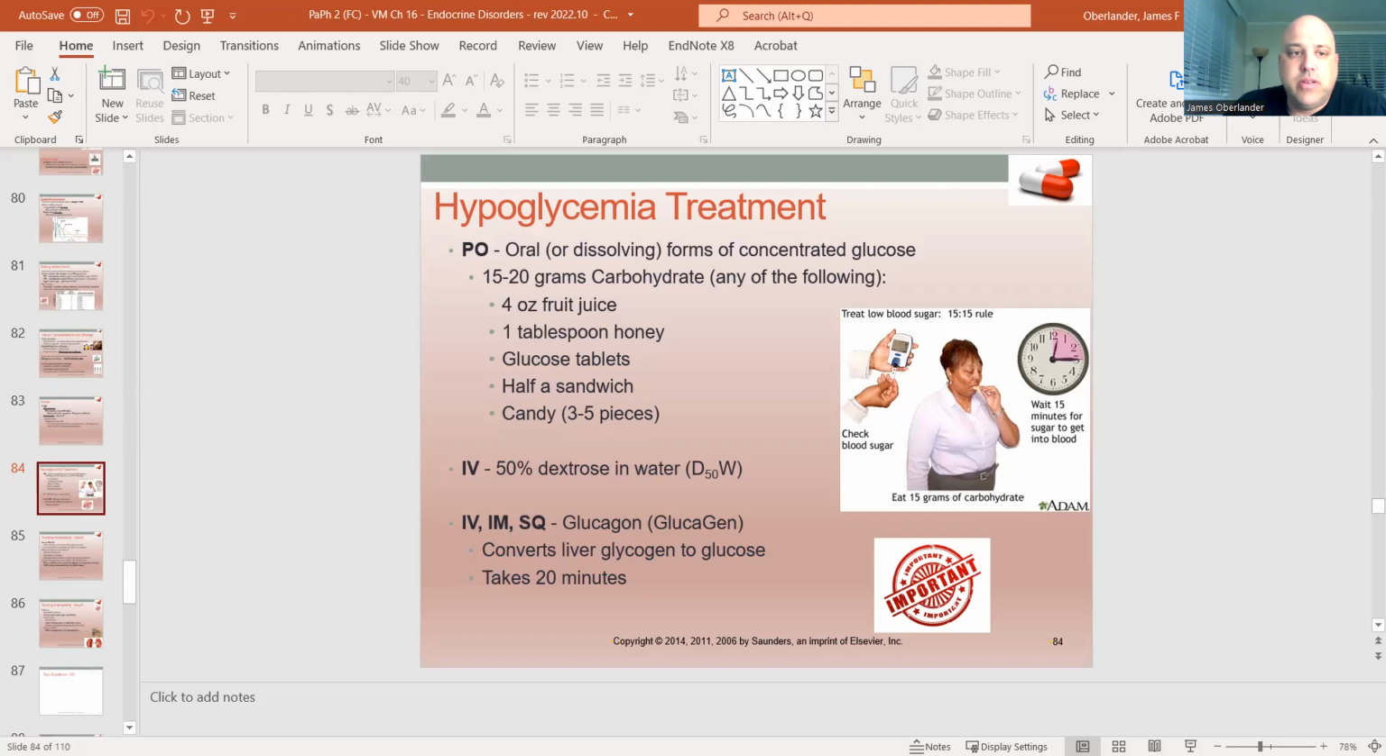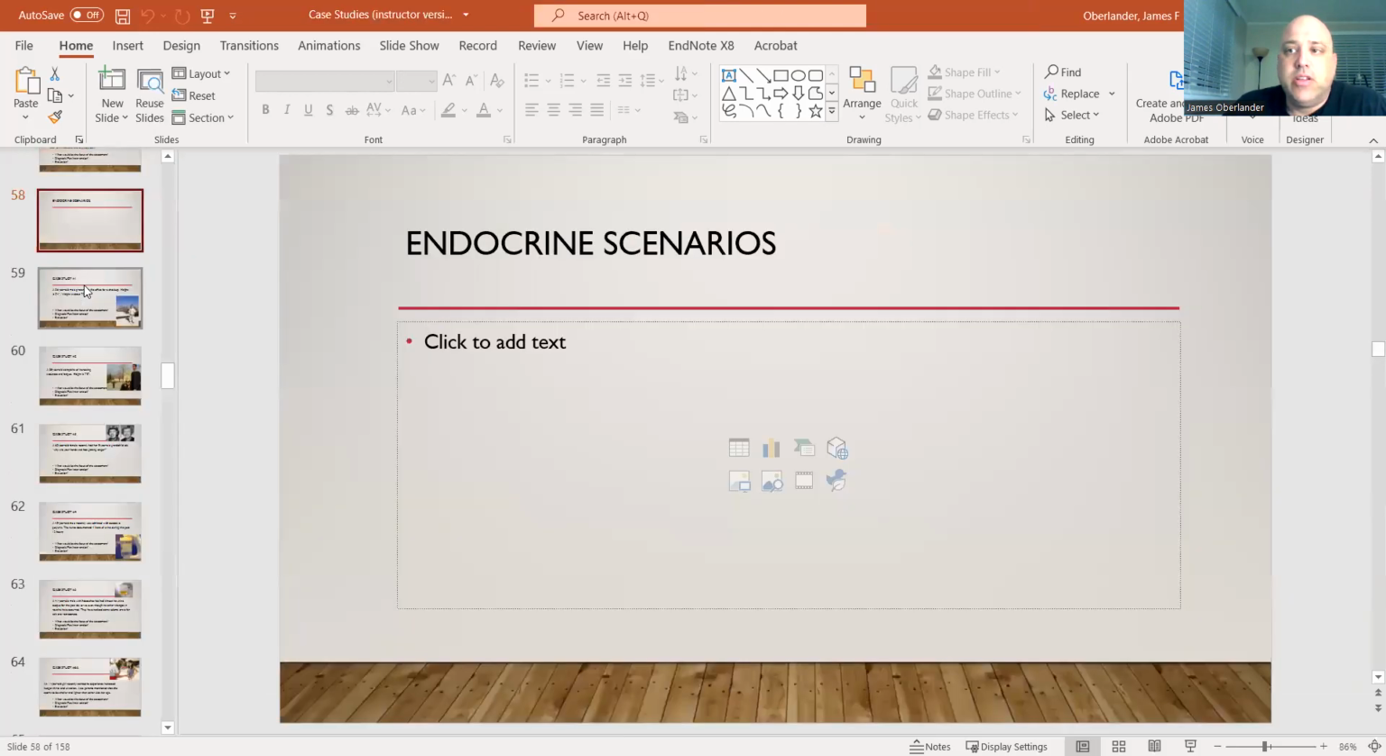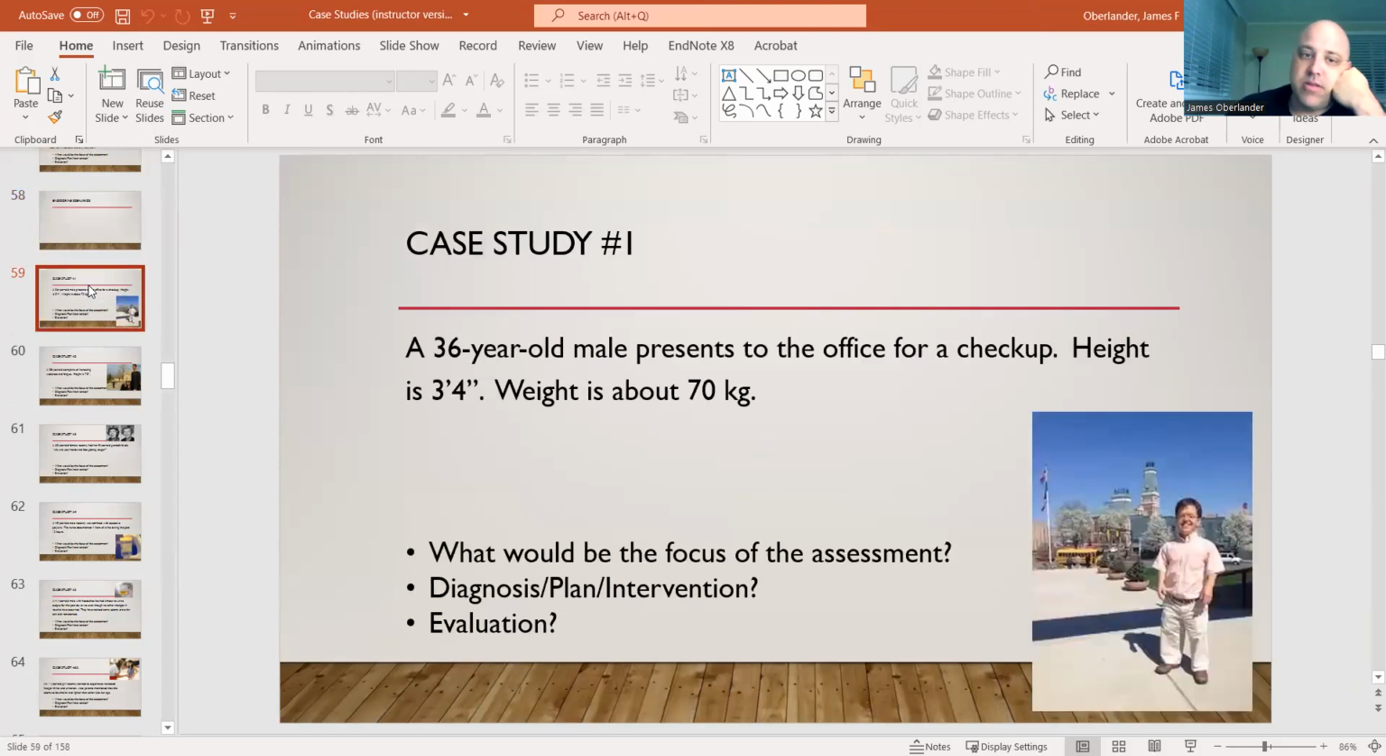So let me pull up some case studies, new share. All right, so I want to roll through this quickly. So quick answers. You can unmute, talk, or real quick typing. I want to go through this. So, name the disease, name what's causing the disease, name what you do about the disease.